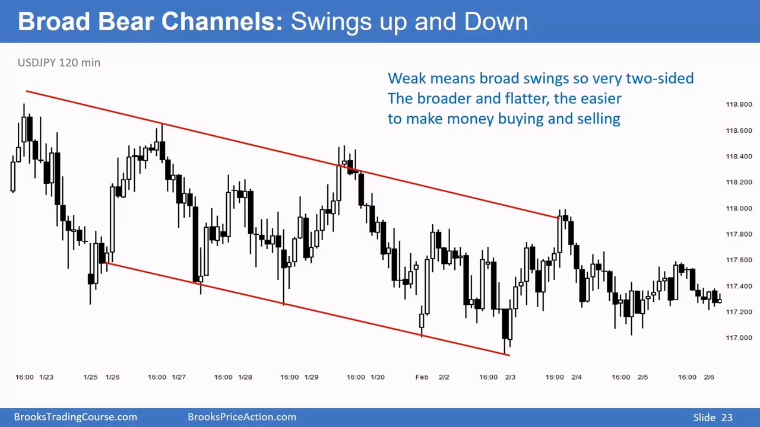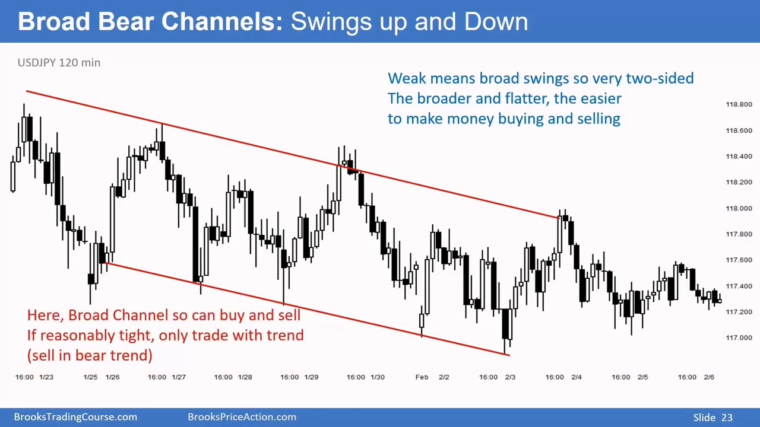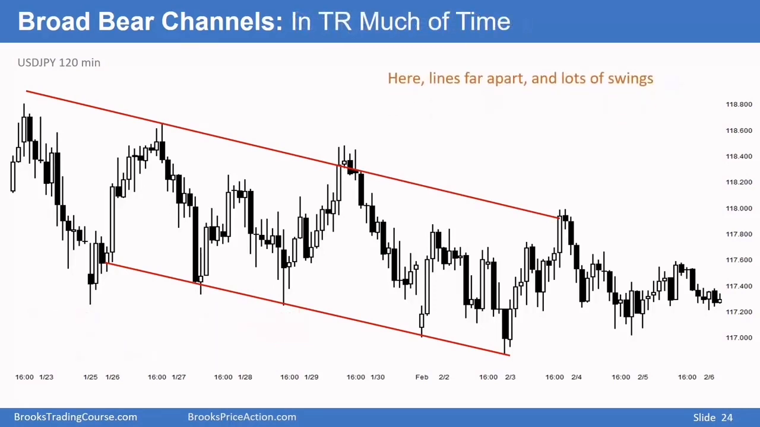Broad swings means a weaker trend, and it means it's much more two-sided. The broader and flatter the channel is, the easier it is to make money buying, even though it's a bear trend. So traders will both buy and sell when you have a broad channel, especially when it's flat like this. When a channel is reasonably tight and you're not sure if you should both buy and sell, it's better to only trade in the direction of the trend. If you have a tight bear channel, it's better only to sell. This is broad. You can trade both ways. The lines are far apart. The rallies have a lot of bars, 5 or 10 bars, and there are lots of swings up and down. Traders can both buy and sell.